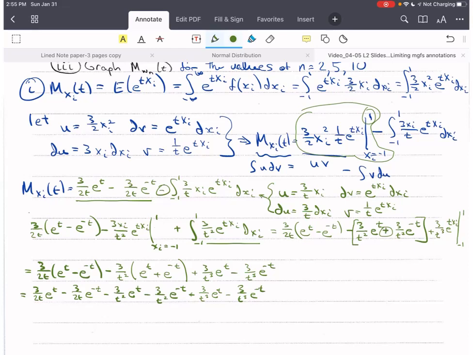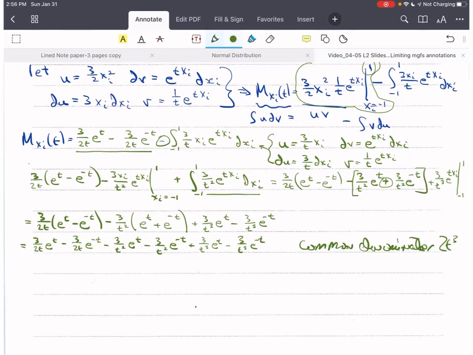All right. So we can use a common denominator here. We're going to find the common denominator, which is 2t cubed. And so we have to multiply this term by t squared over t squared, so for these two. And for these two, we'll multiply by t over t, and the middle two, we're going to have to multiply by 2t over 2t, and these we're just going to have to multiply by 2 over 2 to get a 2t cubed on the bottom. Okay.